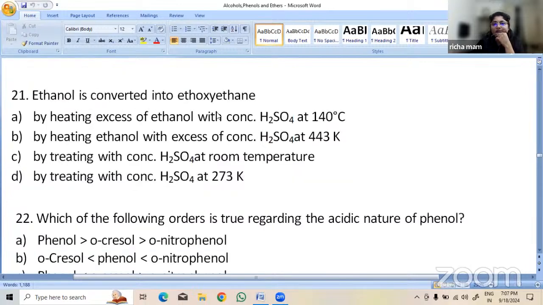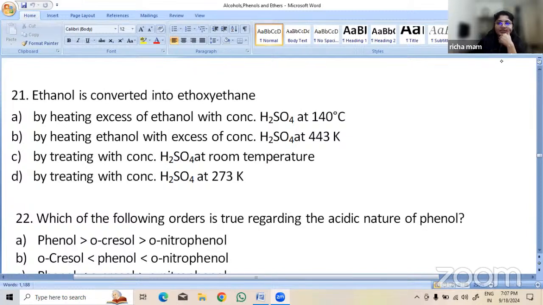Ethanol is converted into ethoxyethane. So how is ethanol converted into ethoxyethane? A, by heating excess of ethanol with concentrated H2SO4 at 140 degrees Celsius. B, by heating ethanol with excess of concentrated H2SO4 at 443 Kelvin. C, by treating with concentrated H2SO4 at room temperature. D, by treating with concentrated H2SO4 at 273 Kelvin. So how is ethanol converted into this? Sushant has answered it as B. Preeti has answered it as A.